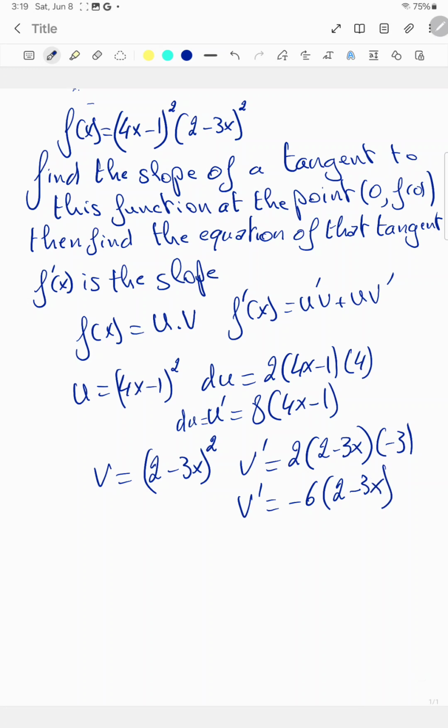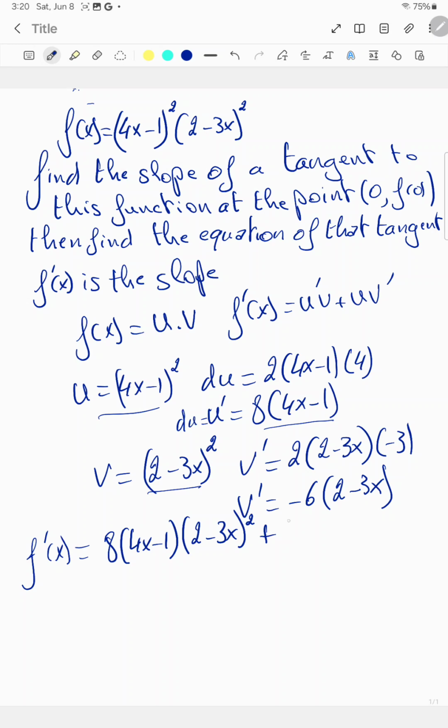And if I want to apply the formula u prime v plus u v prime, f prime of x is: my u prime, 8 times (4x minus 1), times v, which is (2 minus 3x) to the power of 2, plus u, which is (4x minus 1) squared, times v prime, which is minus 6 times (2 minus 3x).